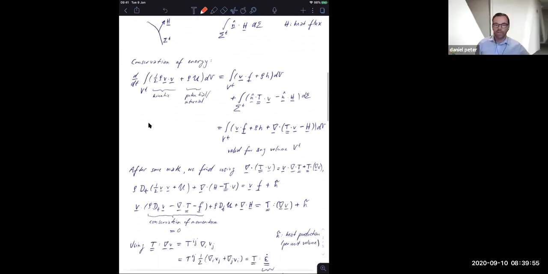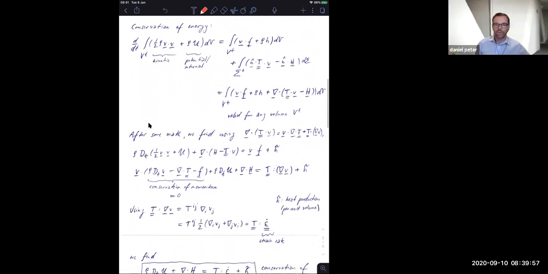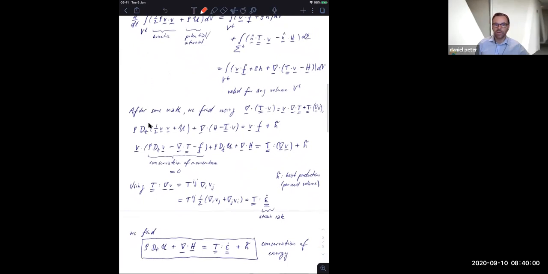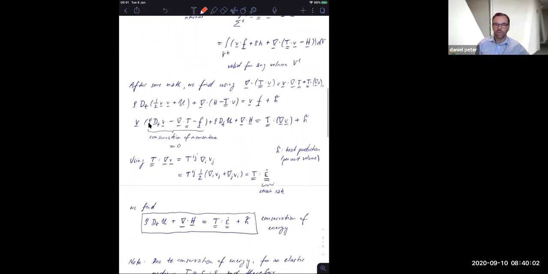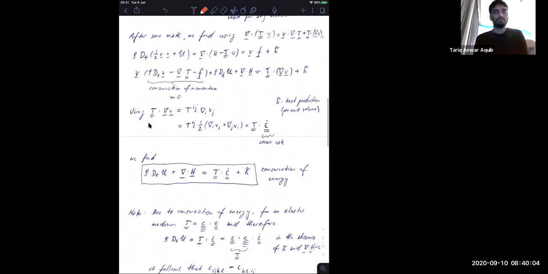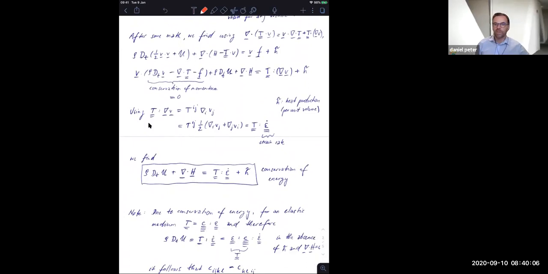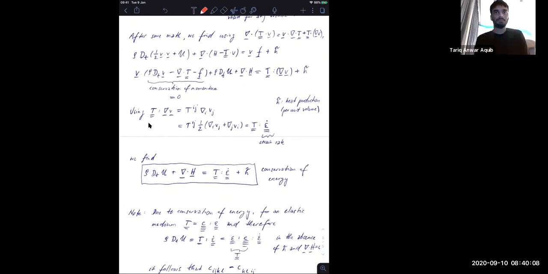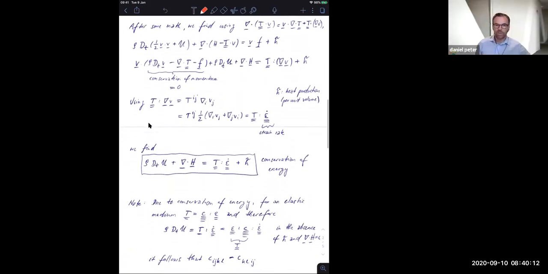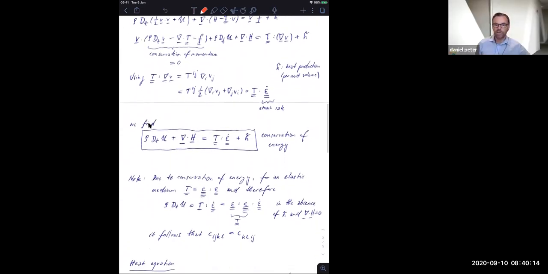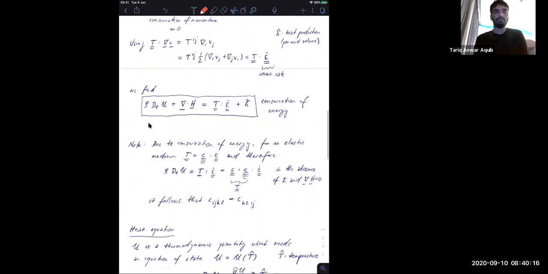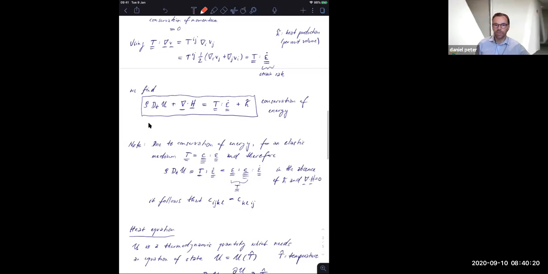And then it's a bit of math that we go through, but we see that the conservation of momentum can help us to simplify terms a bit. And we end up with this basic equation for the conservation of energy. Out of that, we already see that for an elastic medium, there is this symmetry in the elastic tensor that is due to the conservation of energy.